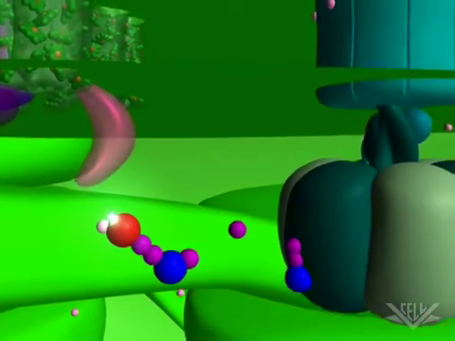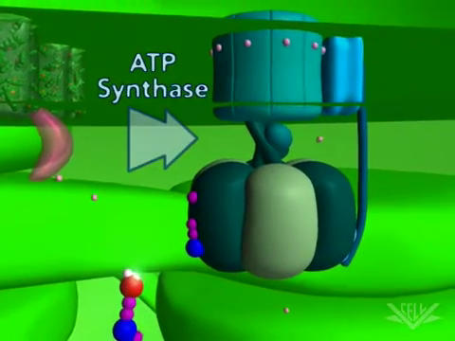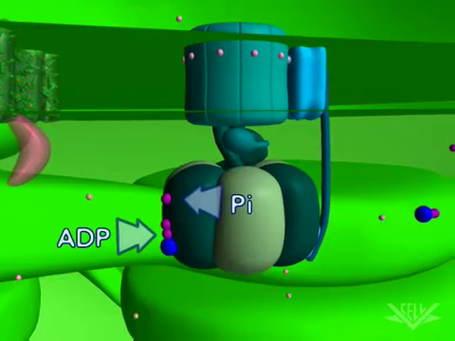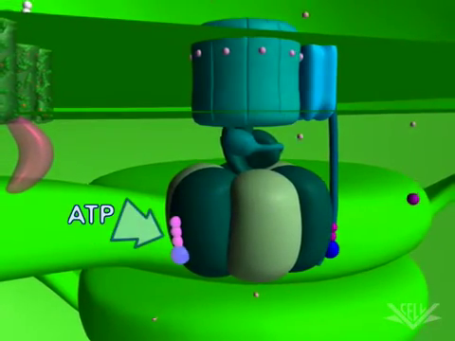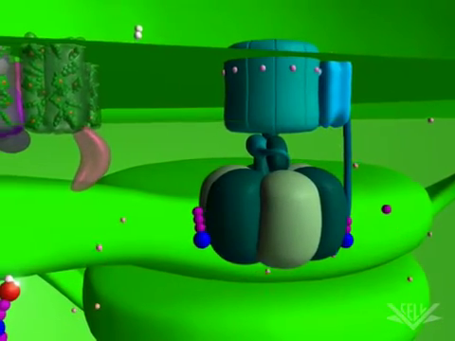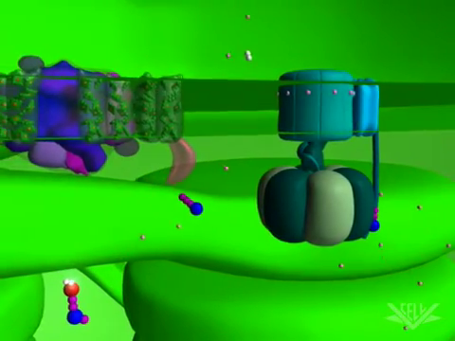NADP. The gradient created by the electron transport chain is utilized by ATP synthase to create ATP from ADP and PI. This is similar to the way ATP is synthesized in the mitochondria. ATP, NADPH, and molecular oxygen are the final vital products of photosynthesis.